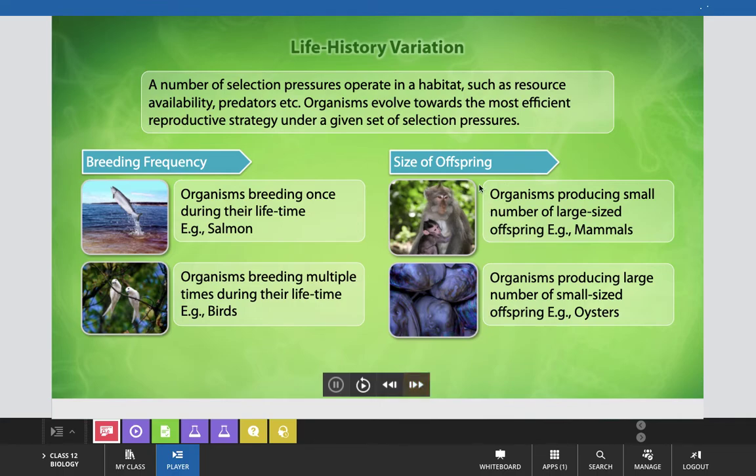Here you can see that variation in size of offsprings. Organisms producing small number of large sized offsprings like mammals, and some certain organism producing large number of small sized offsprings like oyster. Means size of offsprings is also one of the factors which influence and determine the survival rate of that particular species or population in the area.